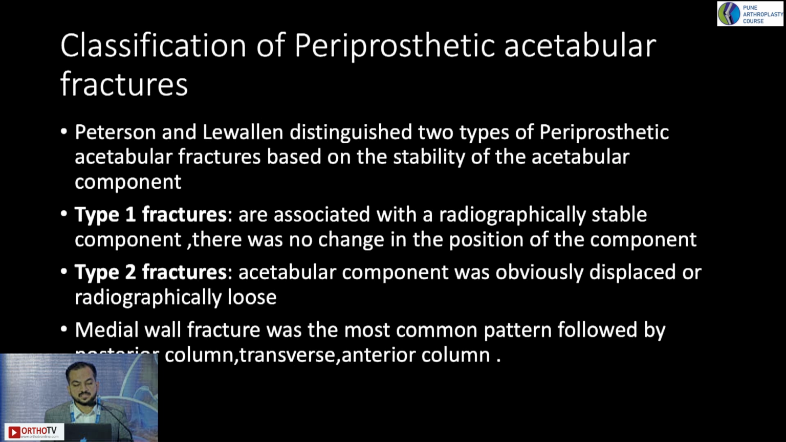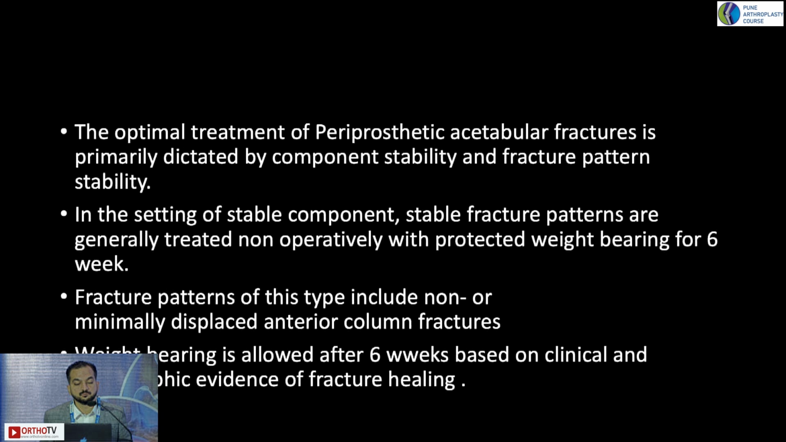So, classification. It has been divided by Peterson and Lewallen into two types. Type 1 is associated with a radiographically stable component, with no change in prosthetic position or component. Type 2 fracture was obviously displaced and radiographically loose. Medial wall fracture was the most common pattern, followed by posterior column, transverse and anterior column.